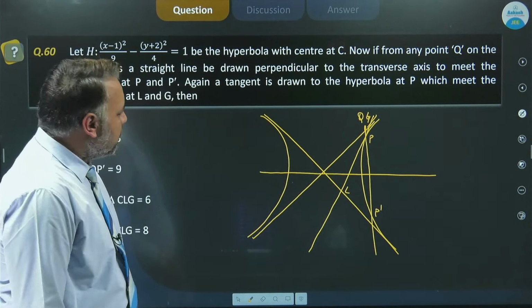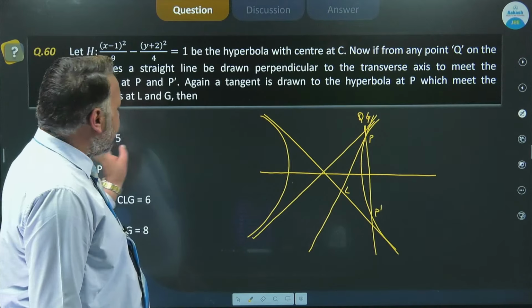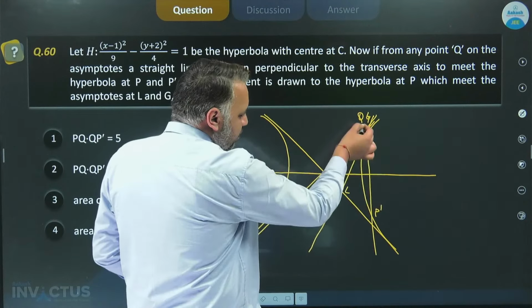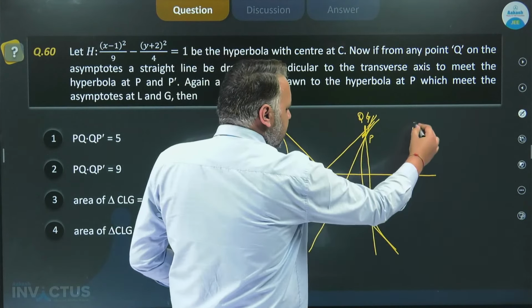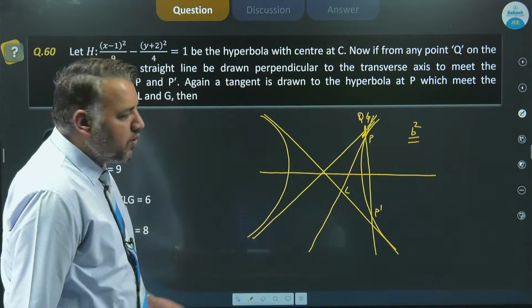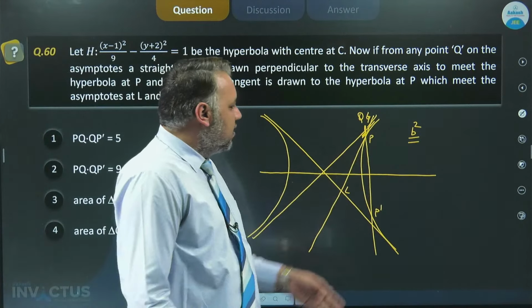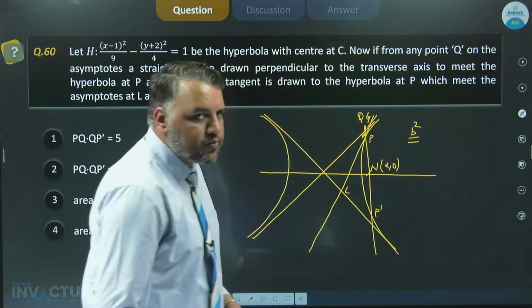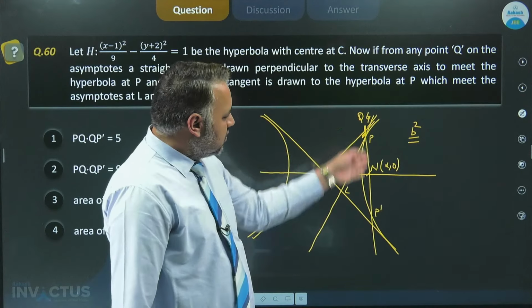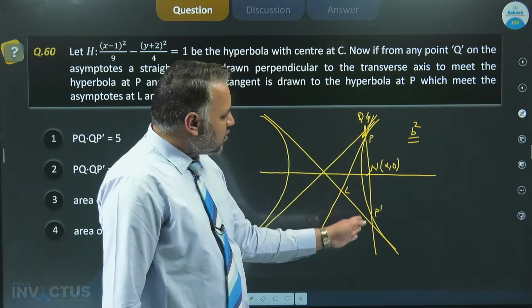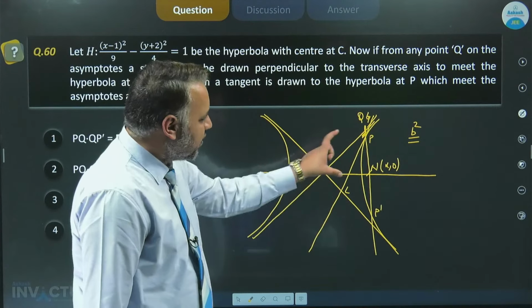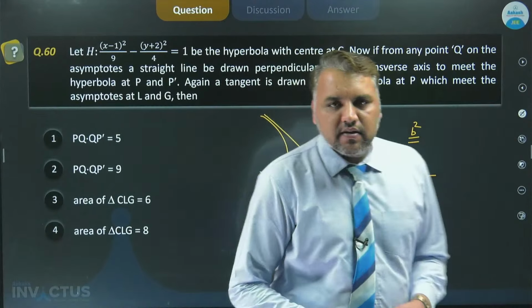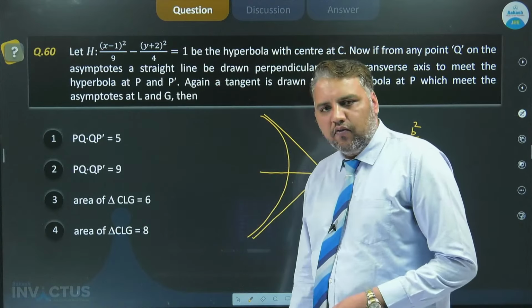Okay. So first we have to comment on the value of PQ into QP dash. So PQ, this portion, and QP dash, this is always equal to B square. Using the property you can comment on this, or you can take any point N here whose x coordinate is alpha, so take this point as (alpha, 0). Then, taking this double ordinate, you can also comment by solving that this product will always be equal to B square. So option 1 and option 2 both are incorrect, because B square is actually 4.